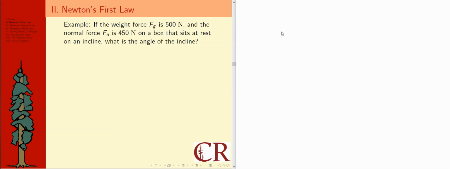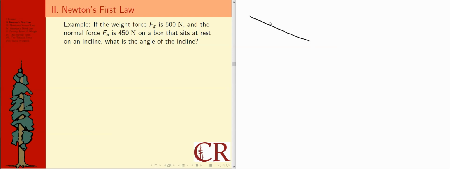If the weight force is 500 newtons and the normal force is 450 newtons on a box that sits at rest on an incline, what is the angle of the incline? So in many physics problems, it's a good idea to start by trying to sketch what the situation that's described looks like. And so I'm going to attempt to do that here.